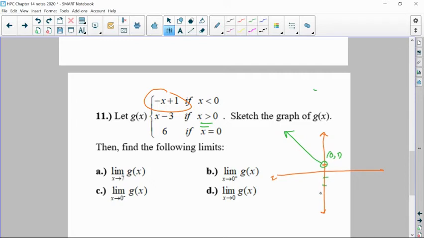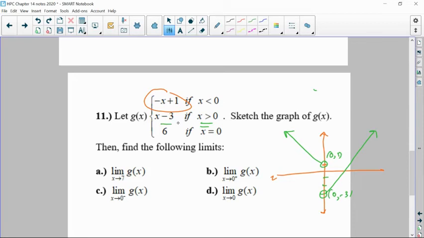1, 2, 3. And this has a slope of 1. So it's going to look something like this, but it's only when x is greater than 0. So again, open dot, and I'm going to go off in this direction. Okay, so I can already see there's an issue here, right? This is 0, negative 3.